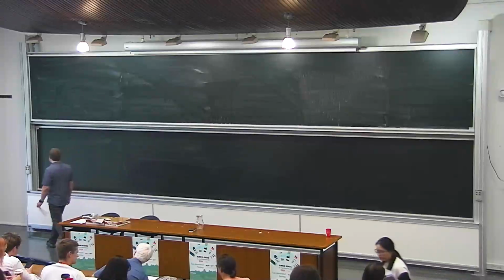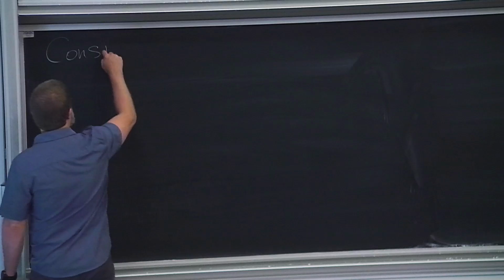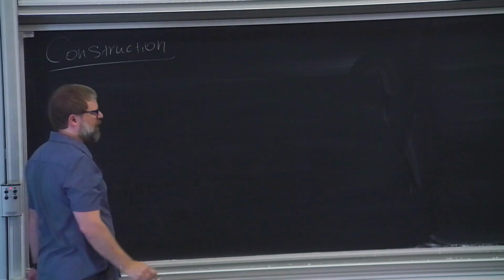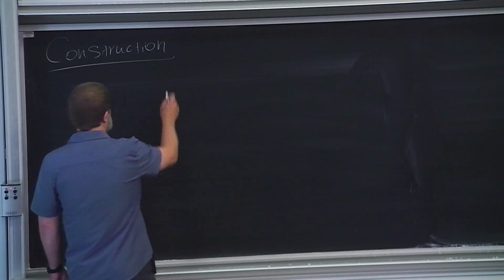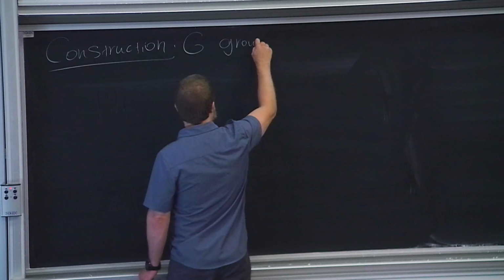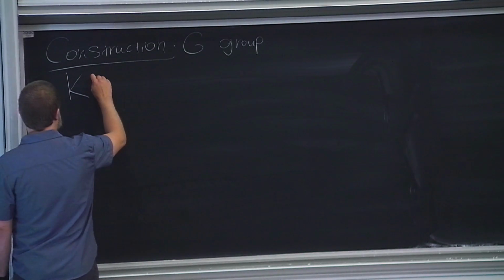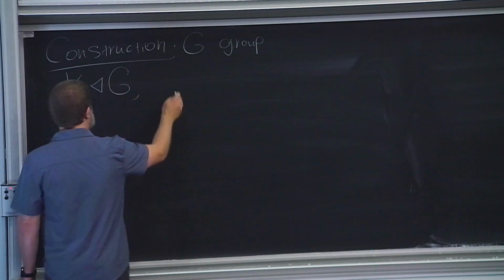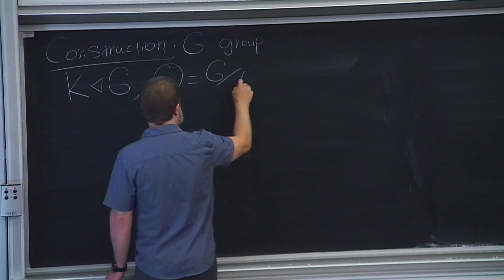Anyway, so let me begin with a construction. I've alluded to this a few times, and something like this was also alluded to by Christine. So let's say that we have G as a group, and let's assume that K is a normal subgroup of G, and that Q is equal to the quotient G mod K.